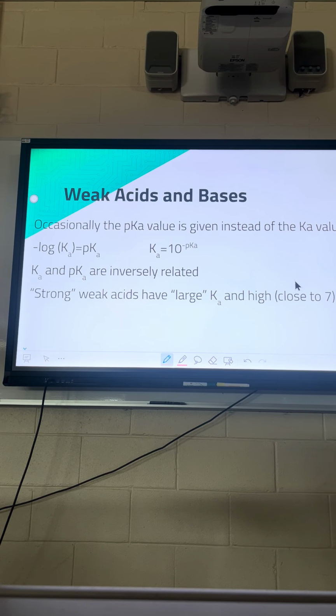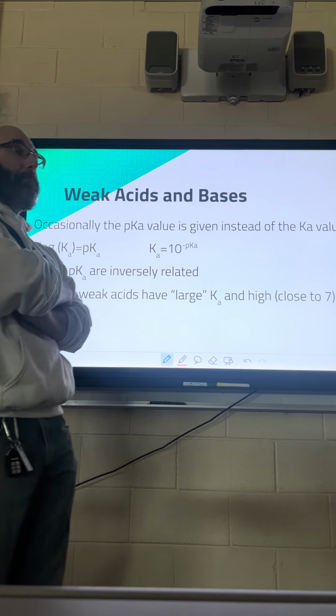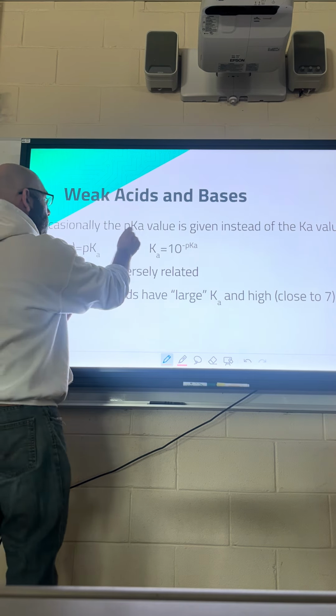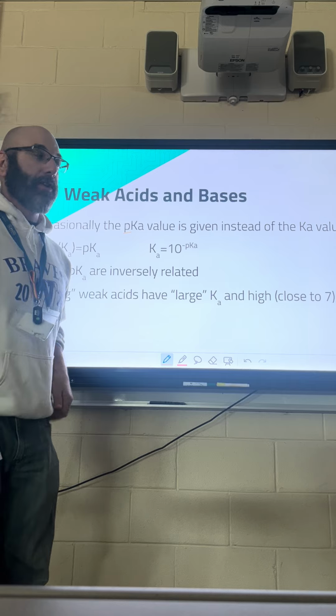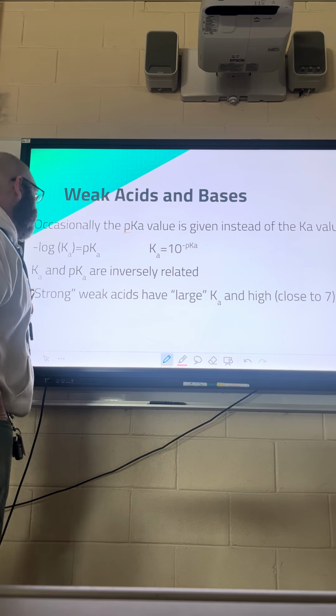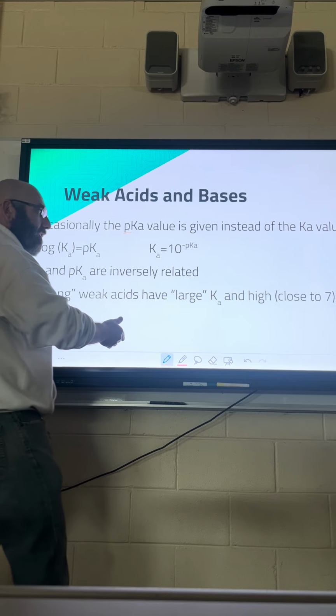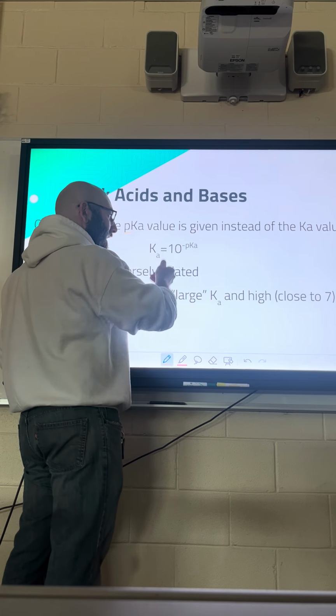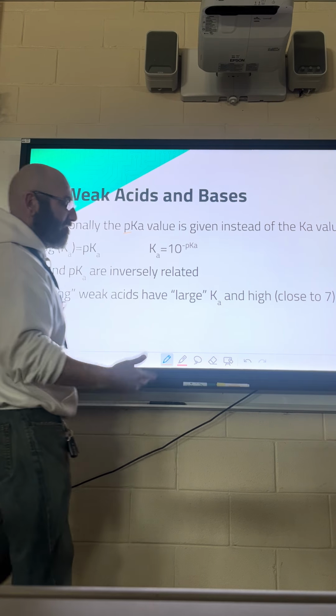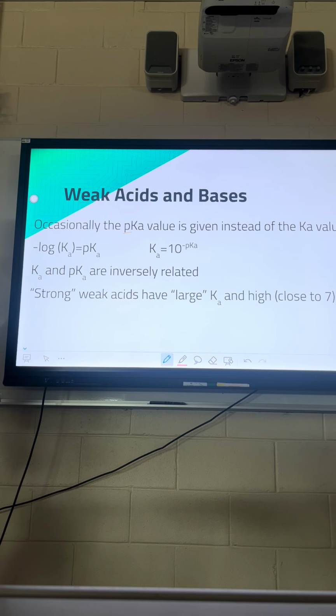All right, occasionally we get the pKa. Guys, the P just means negative log. So the negative log of Ka is the pKa. If you want to go backwards, Ka is 10 to the negative pKa. It's the same thing we did with pH, same idea.